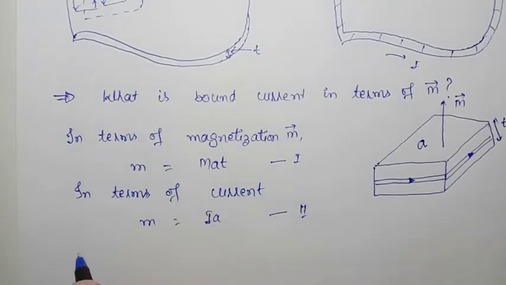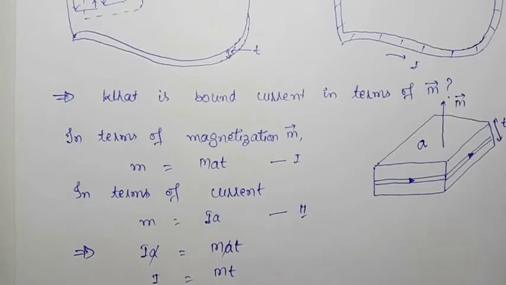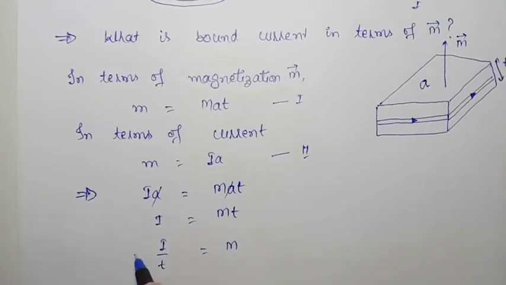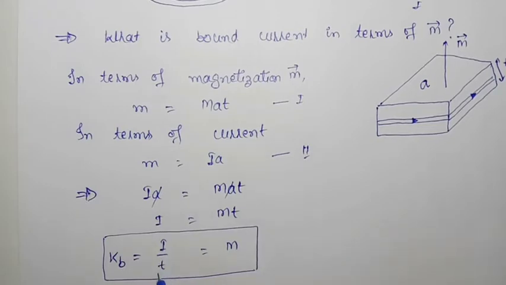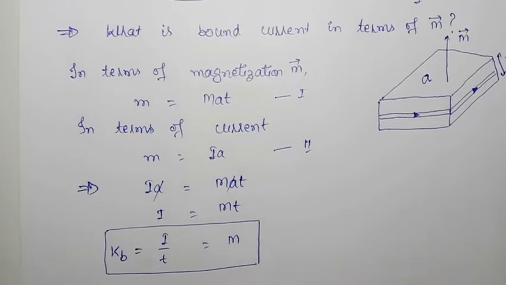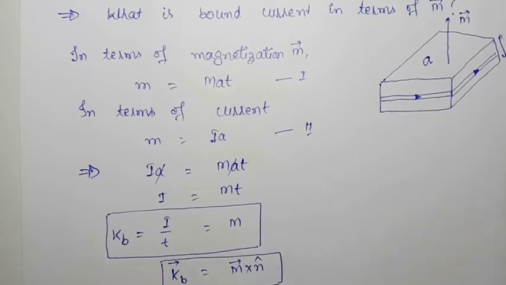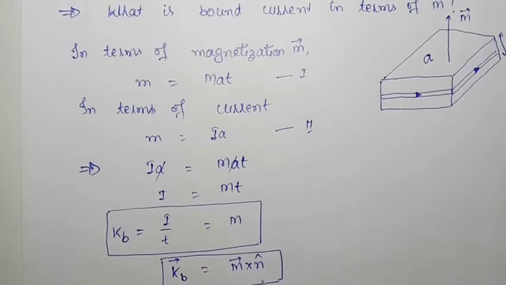Now by equating 1 and 2 we get I A equals M A T. A cancels out, so we can write I equals M T, or I by T equals M. This factor is equal to K_B, that is, the surface bound current. So the surface bound current is equal to I by T, which is equal to the magnetization. In terms of vectors, we can write K_B equals M cross n cap, where n cap is the unit vector.